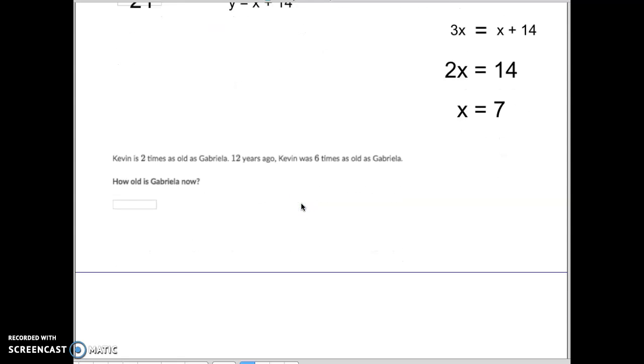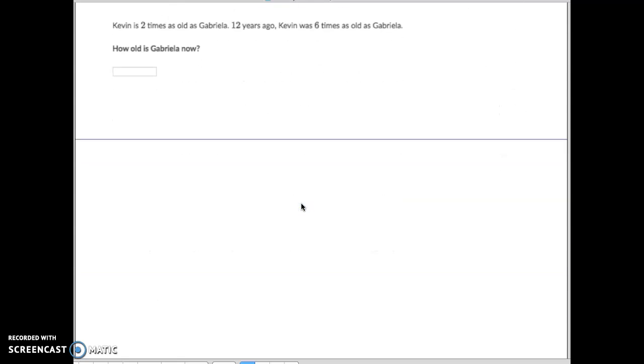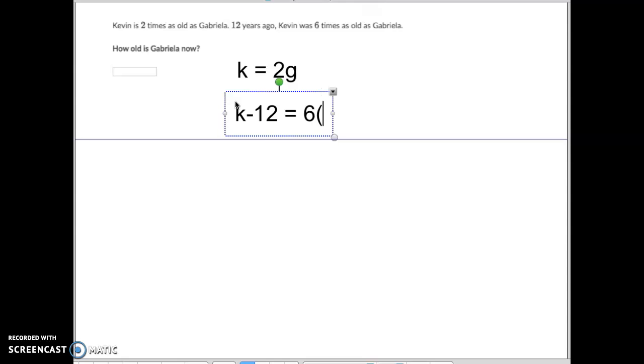Okay? Second question. Kevin is 2 times as old as Gabriel. Well, hey, K and G work out great. So I'm going to go Kevin is, and equal sign stands for is, 2 times as old as Gabriel. So there's that equation. Then it says 12 years ago. Well, what was Kevin's age 12 years ago? It's K minus 12, right? Equals, and it says he was 6 times Gabriel's age. Well, Gabriel 12 years ago was G minus 12, if that makes sense.